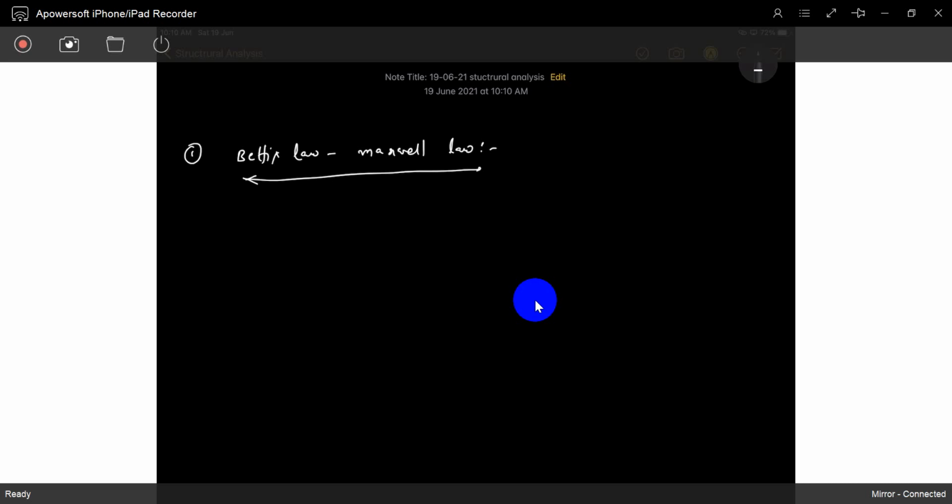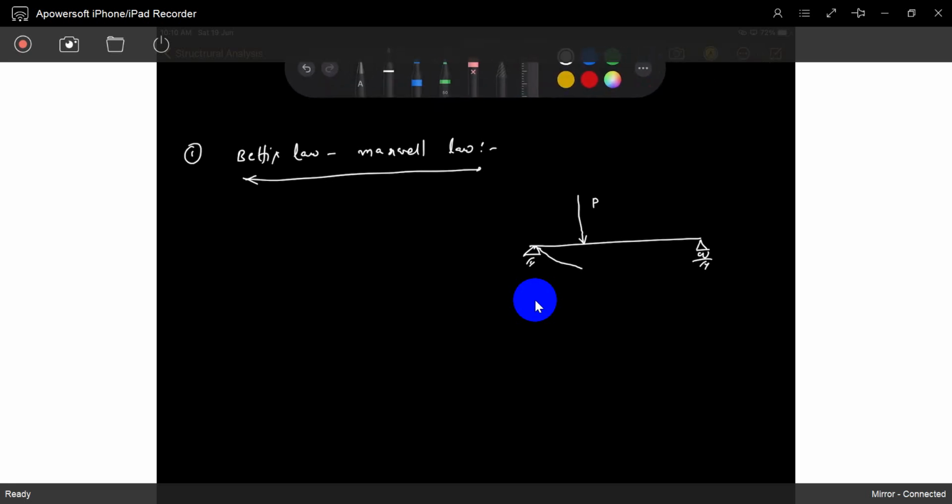I will explain. First, take one small simply supported beam. First, you apply some P load somewhere. How does it deflect? This one, see, this is the deflection.